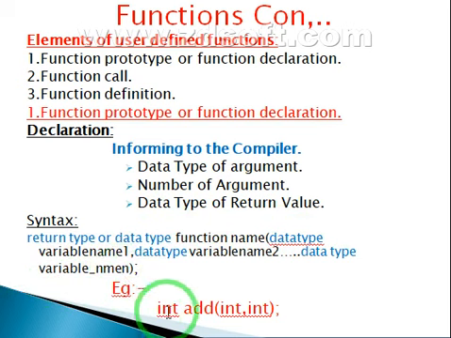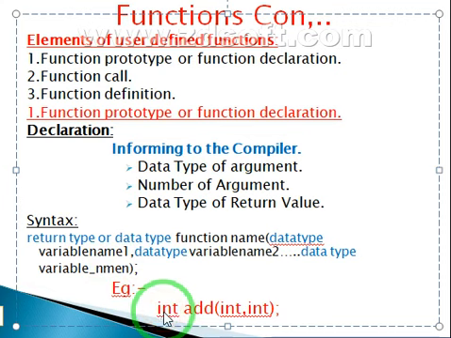Okay. So you can listen to the example: integer, the return data type value. Add, I am passing 2 values. The 2 values belong to the integer. Integer comma integer. Okay.